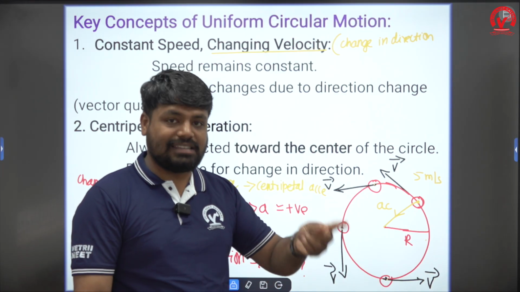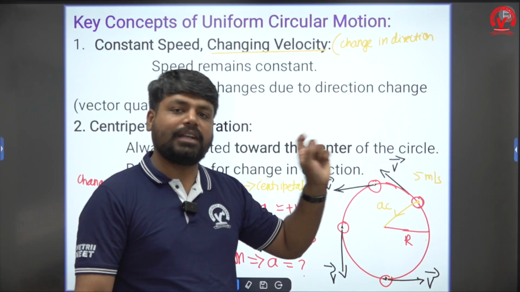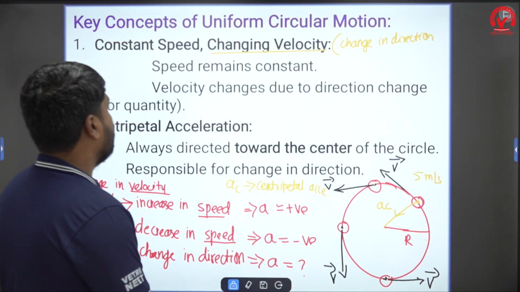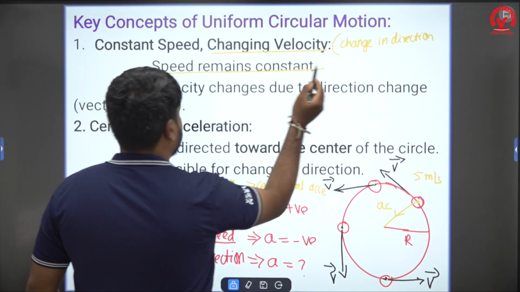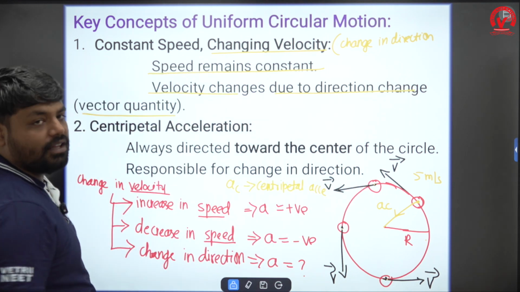So that produces acceleration. That acceleration is called what? AC, which means centripetal acceleration. Okay, so speed remains constant. Velocity changes due to direction change, as it is a vector quantity.